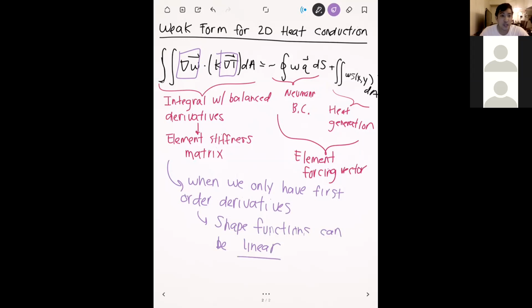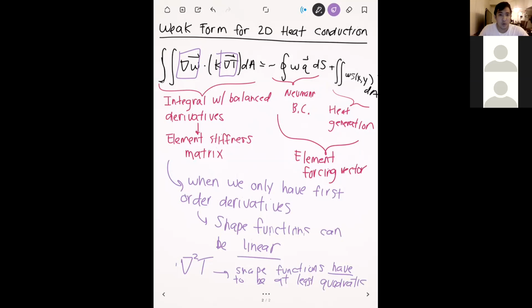Okay. And linear shape functions are really nice because they're a lot simpler than quadratic. Okay? And so if you had a case where the derivatives weren't balanced, so let's say that instead of nabla T, or the gradient of T, we had the Laplacian, so nabla squared T. If we had a term that looked like this, our shape functions have to be at least quadratic. And in those situations with the quadratic shape function, you increase the amount of work that you do significantly. Okay.